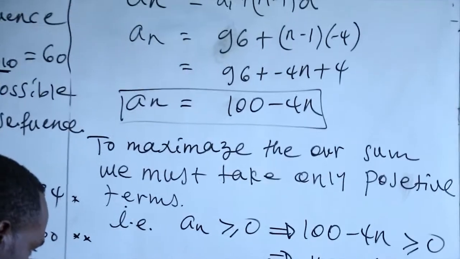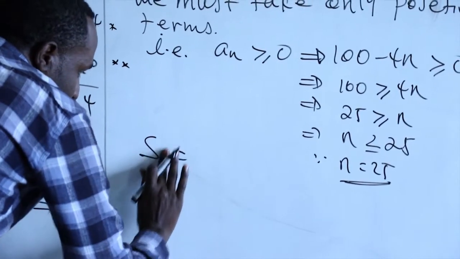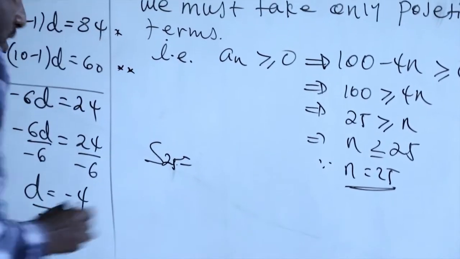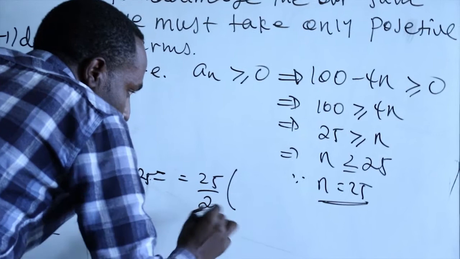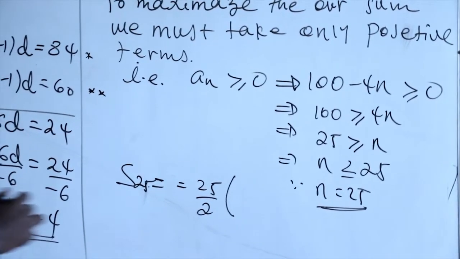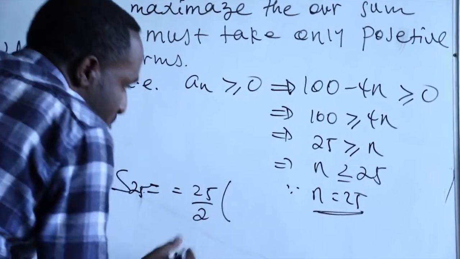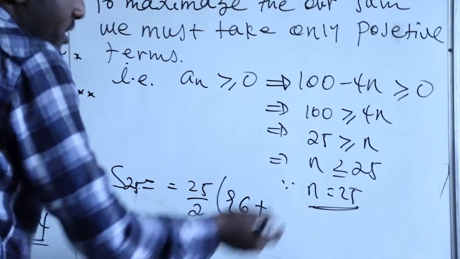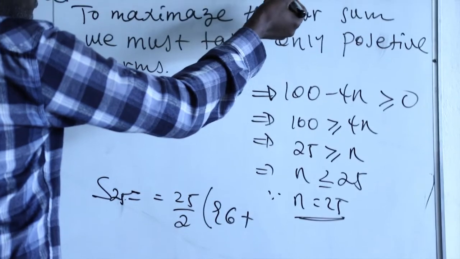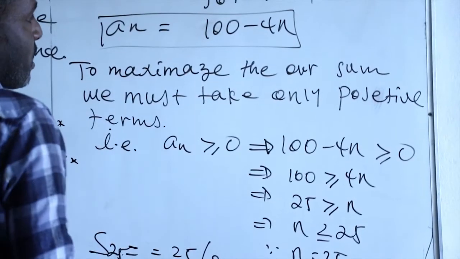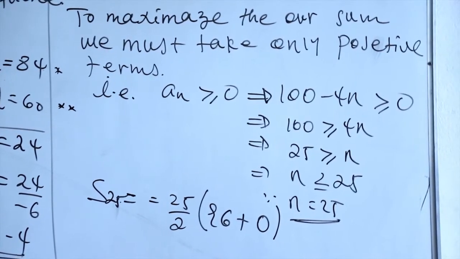Therefore, our formula Sn, or S25, is equal to 25 over 2 times 2 times A1, or the first term, which is 96, and the last term if n is 25. If n is 25 here, 25 times 4 is 100, so 100 minus 100 is 0. So the last term is 0. So we can take it in such a way.